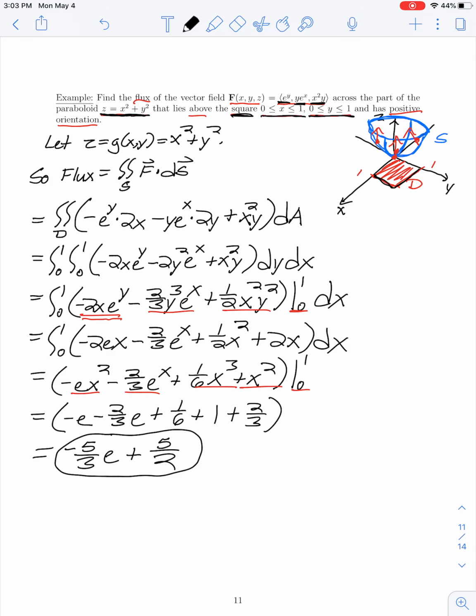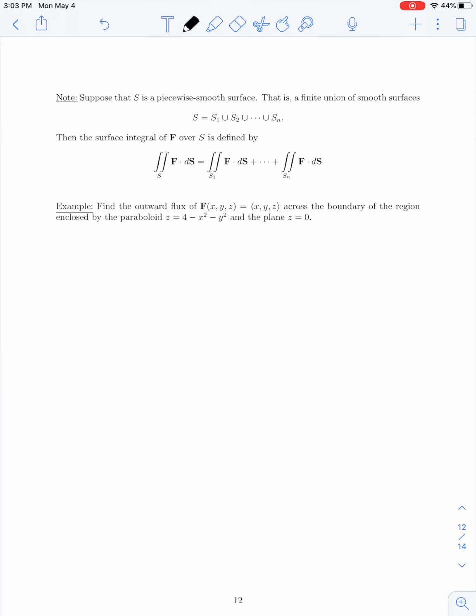Okay. So let's look at another one. Before we look at this next example, which will be a flux integral over a closed surface, let's think about how we could define or extend our definition that we had for a flux integral over a surface to a closed surface.